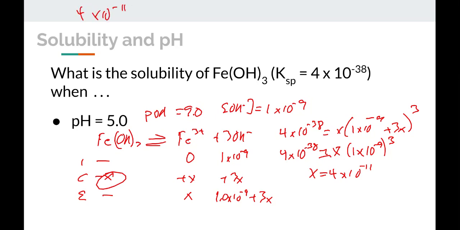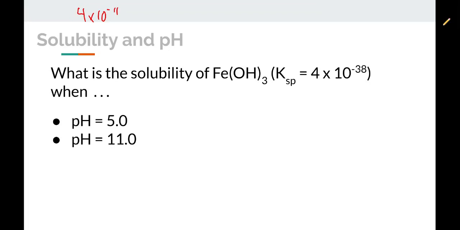and look at a different situation. What if the pH was 11? Well, if the pH is 11, then the pOH is going to be equal to 3. So the concentration of OH minus on your initial line in the RICE chart would be 1 times 10 to the negative 3rd.